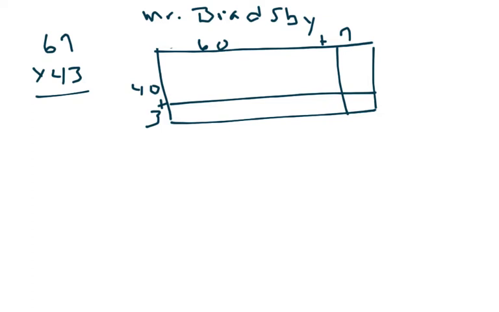Here we have a problem of 67 times 43. So 67 is 60 plus 7, and 43 is 40 plus 3. And so as we talked about, we now have 4 rectangles here. Here's 1 rectangle, 2 rectangles, 3 rectangles, 4 rectangles. The first rectangle then is 40 times 60.